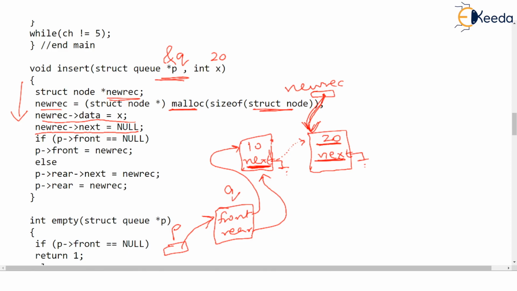Any other change? Yes, you said it. This rear should not point to 10. Come on, who is the rearmost now? Rearmost is 20. But what about front? Front should still point to 10. Seriously, 10 is still the frontmost. But now 20 is the rearmost. So are you understanding? We have to do two changes. First change is next of 10, which was null, should now point to 20. And rear, which was pointing to 10, should now point to 20.